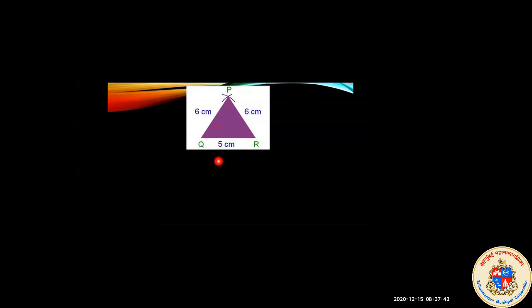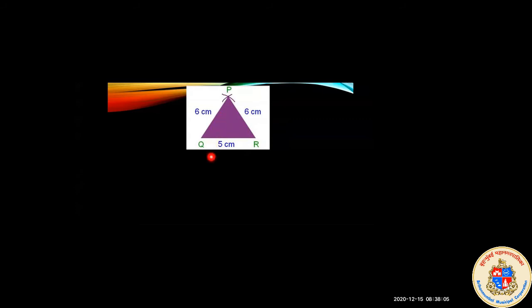Their measurements are given. PQ is 6 centimeter, QR is 6 centimeter, PR is 6 centimeter. Yes, these are the measurements of the sides. So by these measurements, can you tell me which triangle it is?